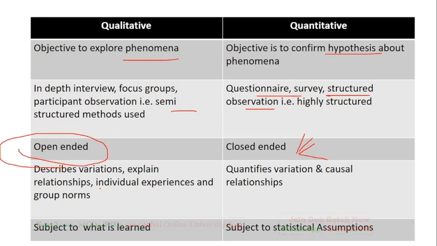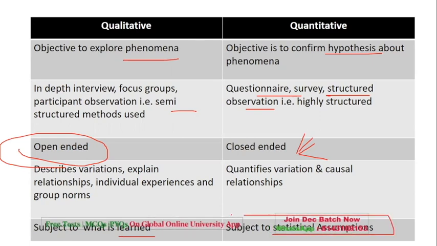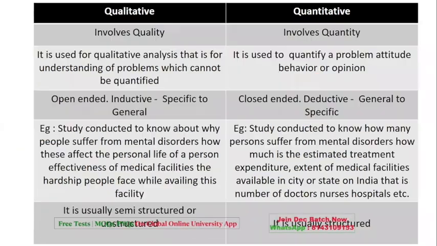Whereas quantitative quantifies variations and causal relationships. So qualitative is subject to what is learned, and quantitative is subject to statistical assumptions. So here the outcome is based on learning, and here it is with respect to statistical assumptions. Now, when we go a little bit further, there are more important points which I've added.